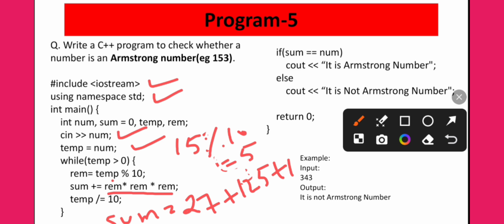Like this, we check if the addition is equal to the number, then we say it is an Armstrong number. Otherwise we say it is not an Armstrong number. For example, if we run this code and the user gives 343, since the addition of cubes of all the digits is not equal to that number, it is not an Armstrong number.